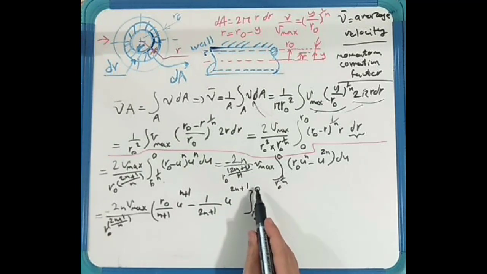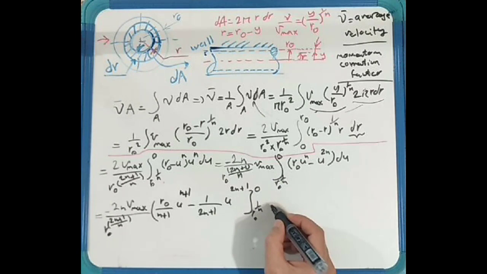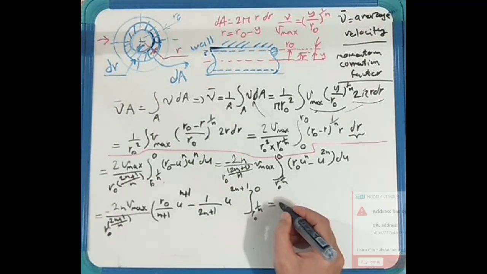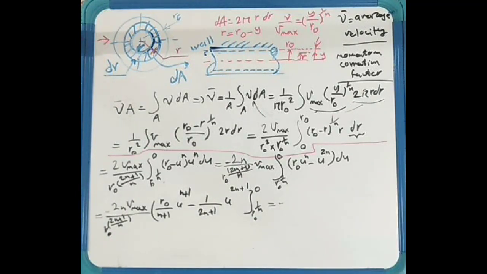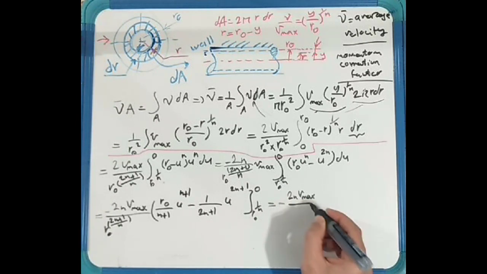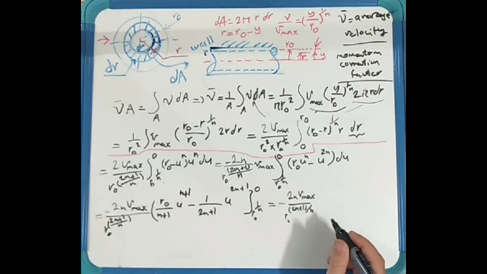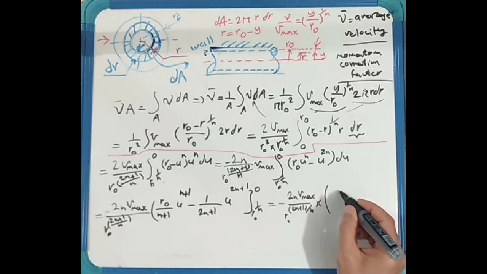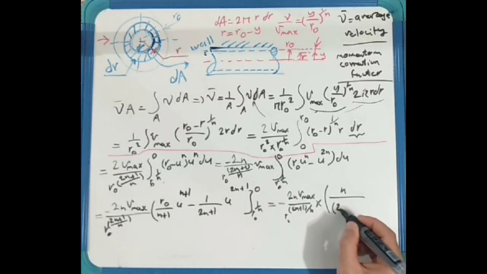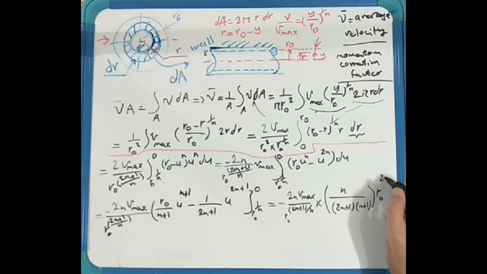If I put 0 and R0 to the power of 1 over n in place of u, because u is the variable of the integral, you will have minus 2n V max over R0 to the power of (2n plus 1) over n, divided by (n plus 1) multiplied by R0 to the power of (2n plus 1) over n, and so on.